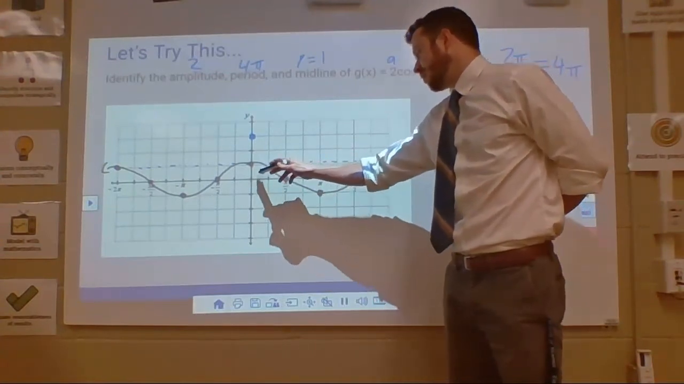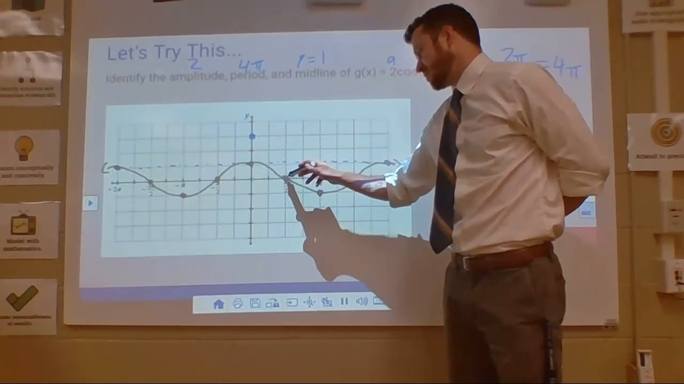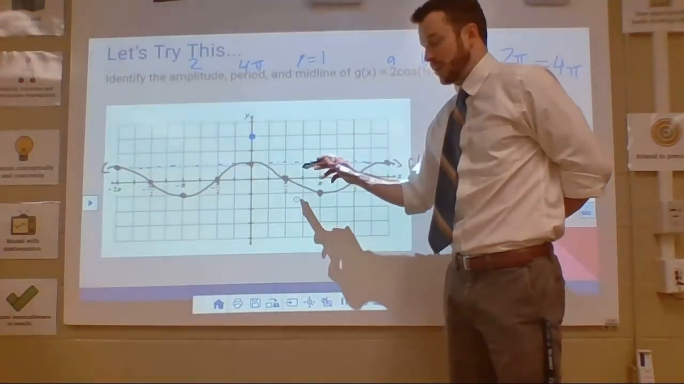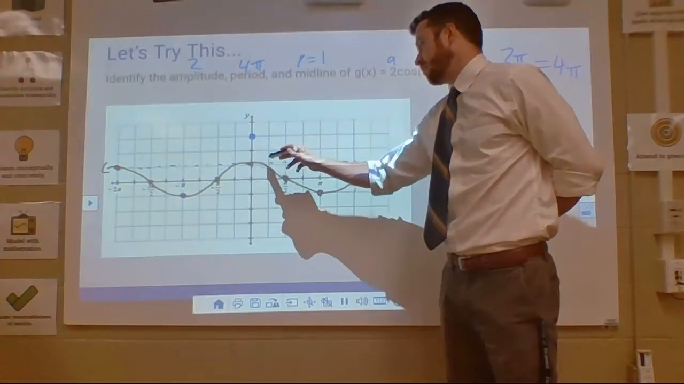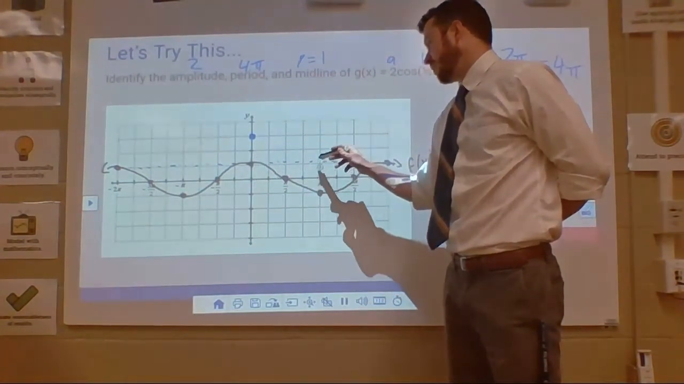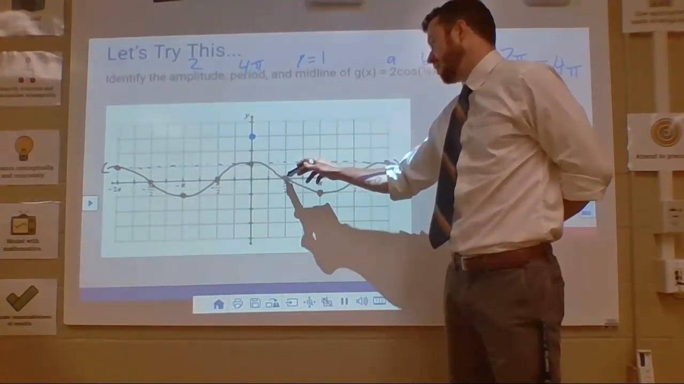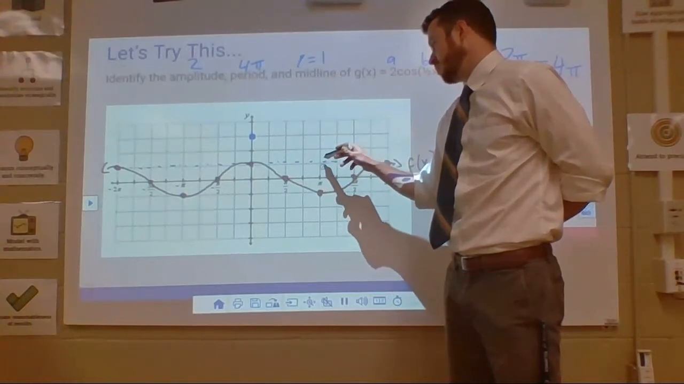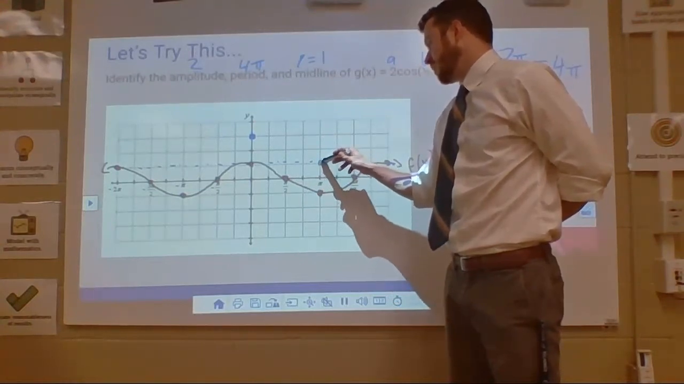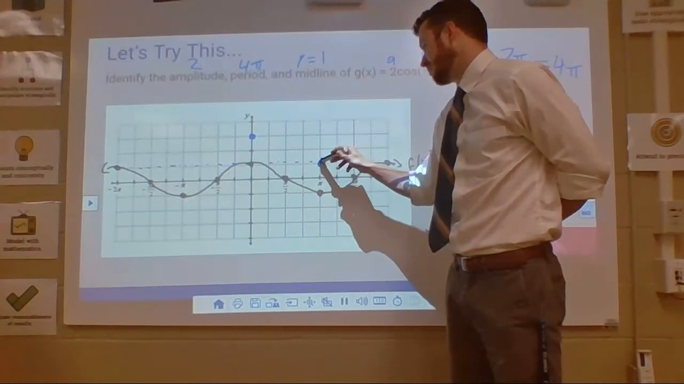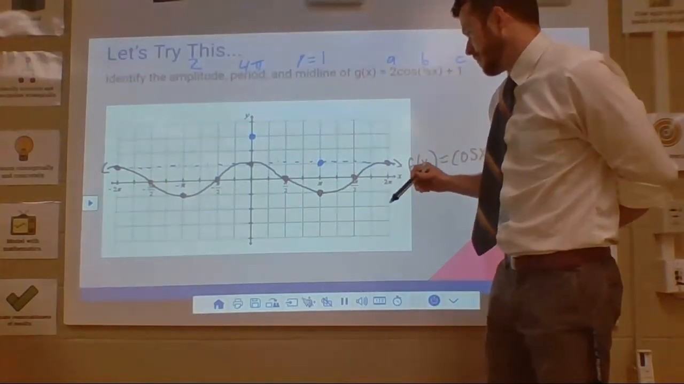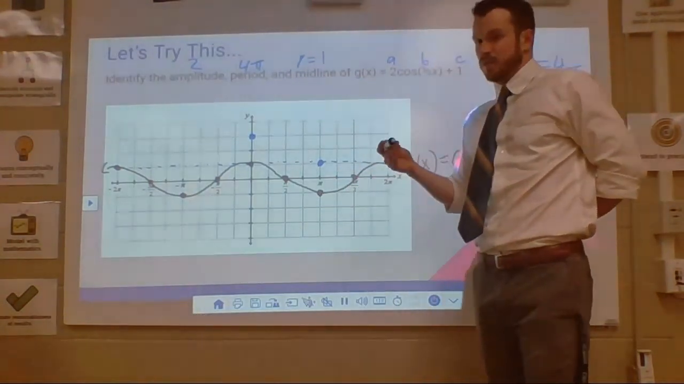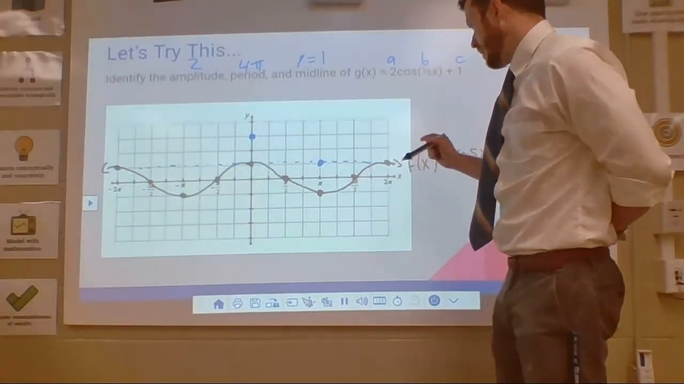But since on the parent function, this was on the x-axis, which is the midline. The x-axis was the midline here. I got to plot this point on the midline. So it's going to be on the midline, and the distance on the x-axis is going to double. I'm going to put a point on the midline at pi. Okay? All right. Just follow along with me here. If it's confusing, it's okay, you can rewatch it.